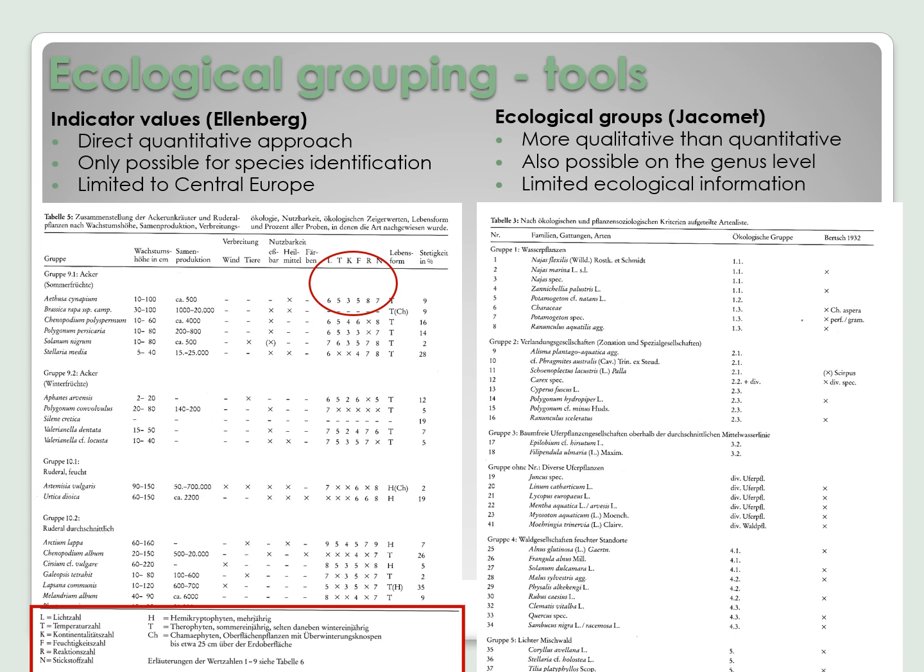Unfortunately, as a matter of preservation and intergeneric morphological diversification, only few archaeobotanical taxa can be identified to the species level. Therefore, the use of Ellenberg indicator values is only recommended for broad archaeobotanical assemblages with many objects identified to the species level. More common and also more practicable is a grouping into broader categories, as for example suggested by Jacomet.